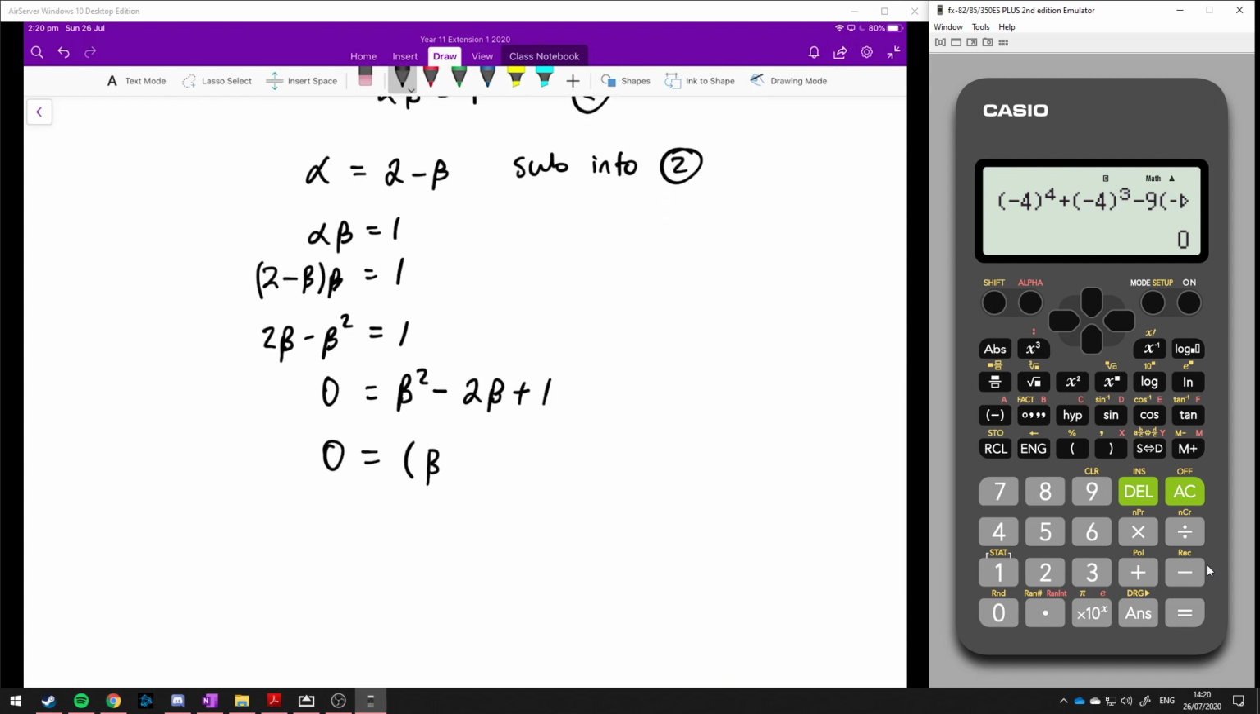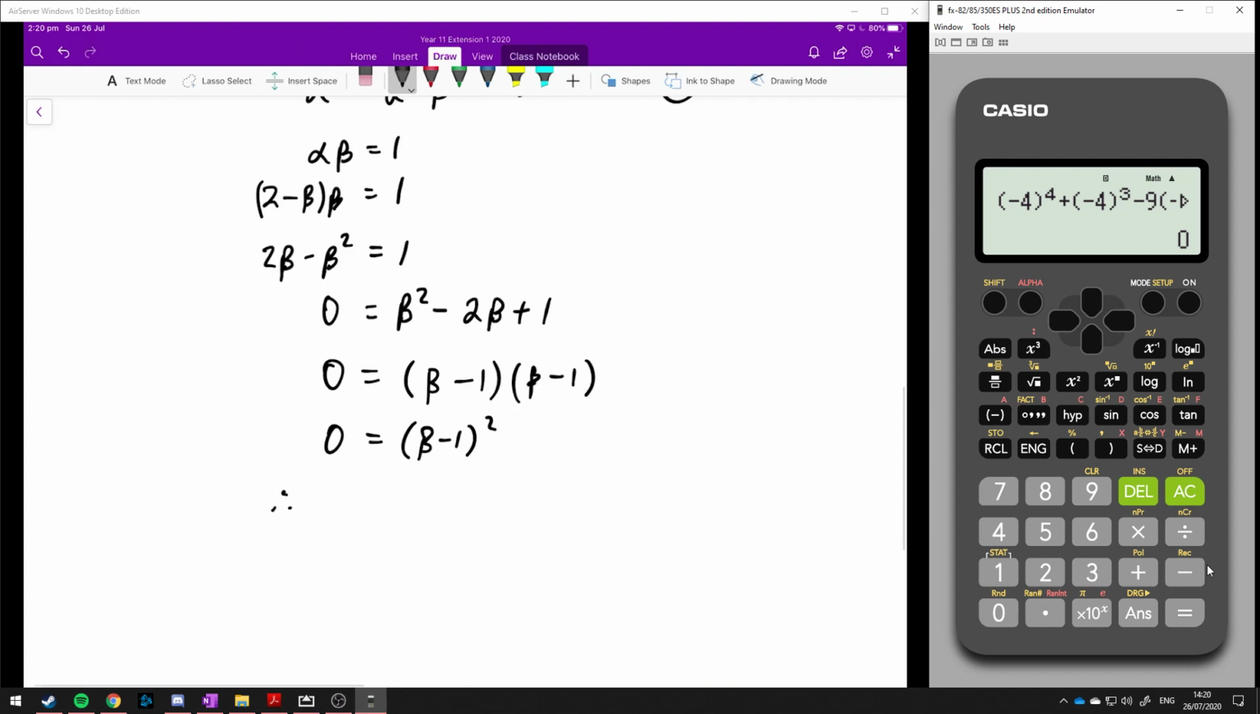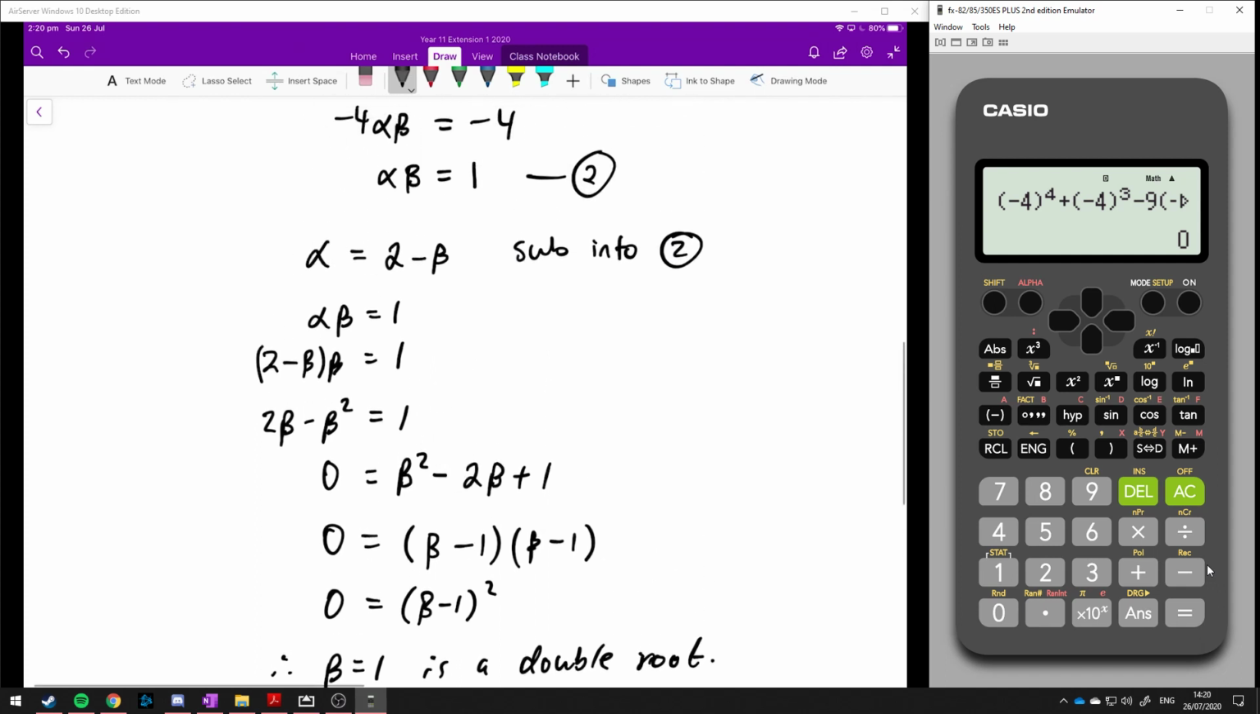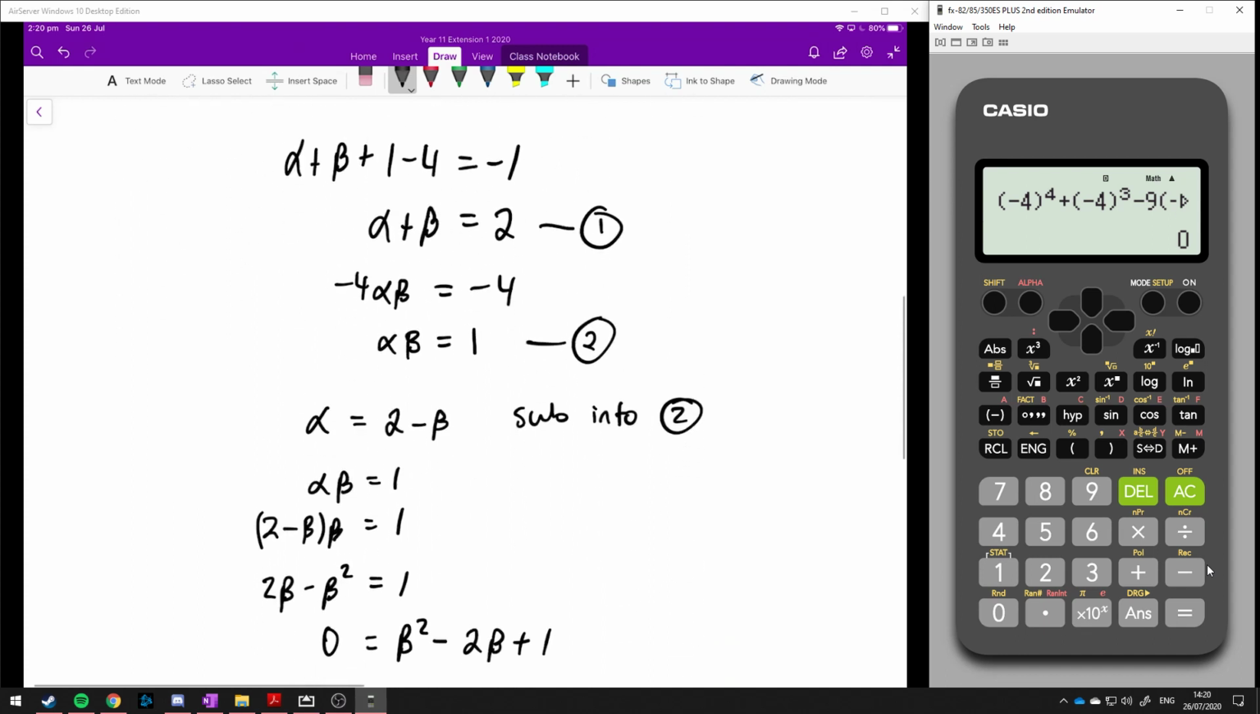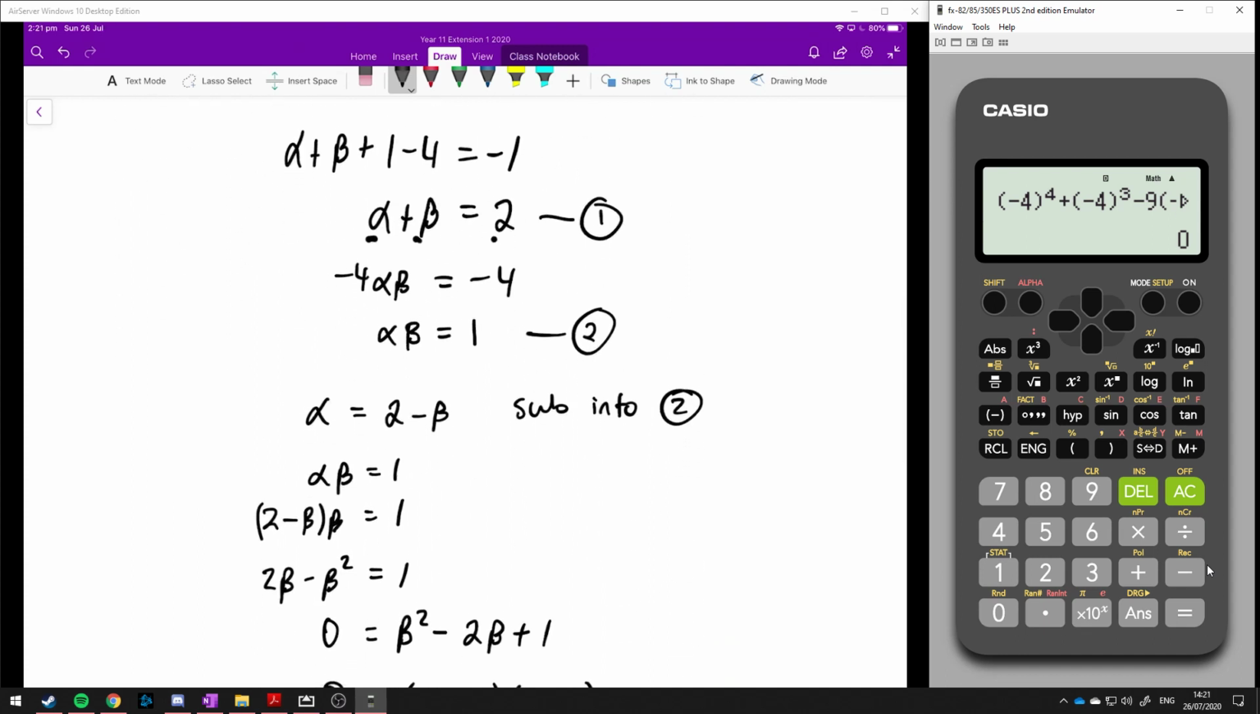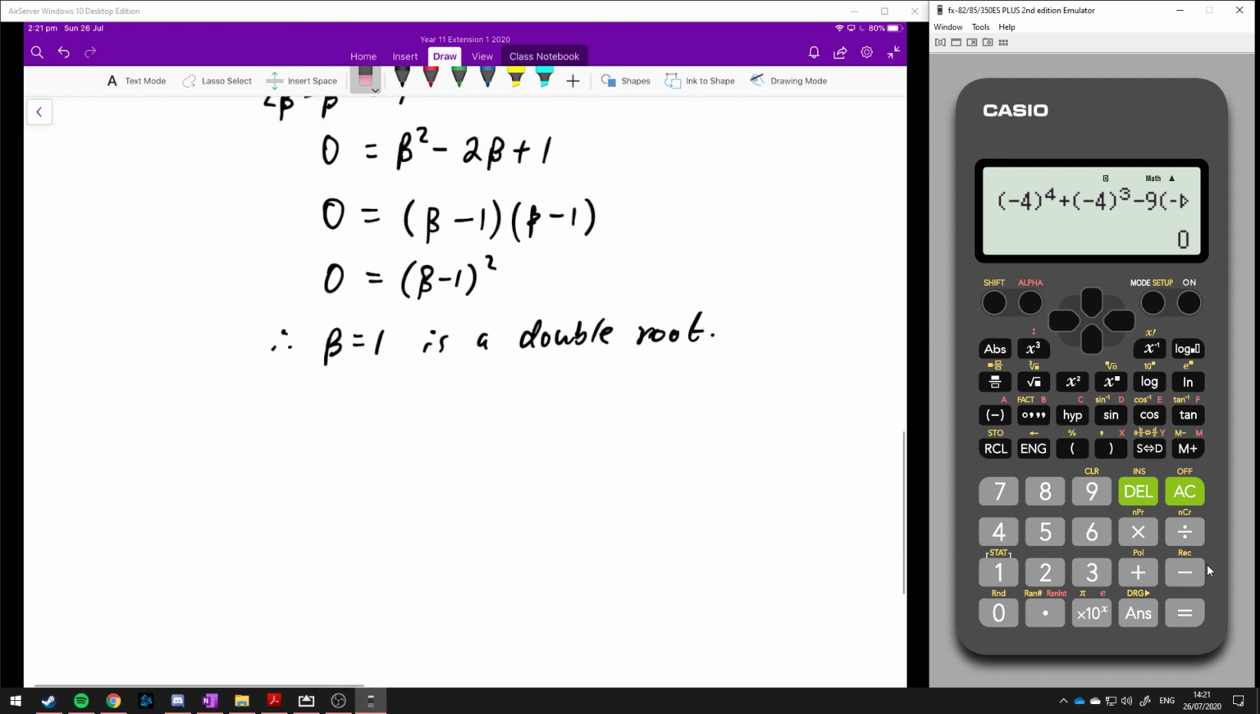Now, just finding the quick roots of these, we should get beta is 1 and beta is 1. So beta minus 1 squared. Therefore, beta is equal to 1 is a double root. Okay, and we can see that that is the case for both of these equations. If I quickly go back up to my original equations, 1 plus 1 is equal to 2, and 1 times 1 is equal to 1. So it must be a double root there. Okay, so I'm going to leave it at that, and that is my double roots there.